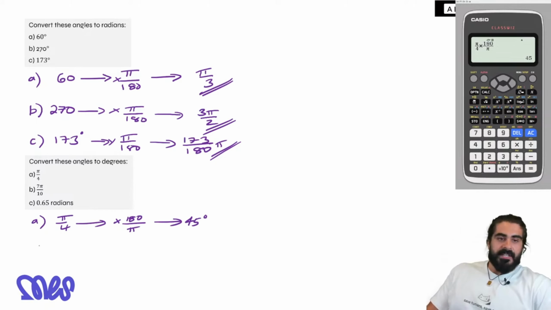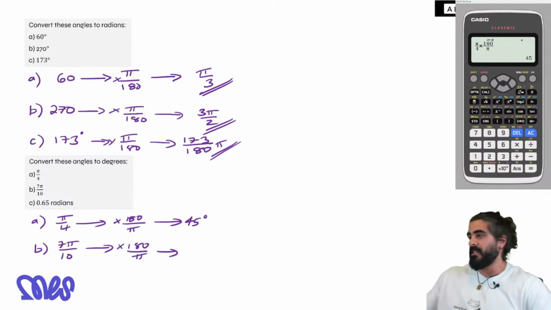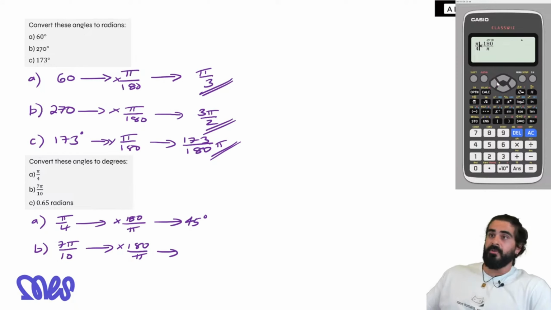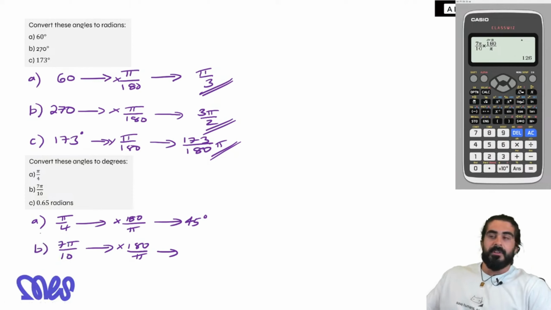Next one, 7 pi over 10. Now, this one is not a common angle. So times by 180 over pi. This kind of thing, they don't ask in the exam as well. What I'm doing is making sure that we know how to convert if we ever needed to. You never know. I have an example today where you can see where you do need to make a conversion first. So 126 degrees for that one.